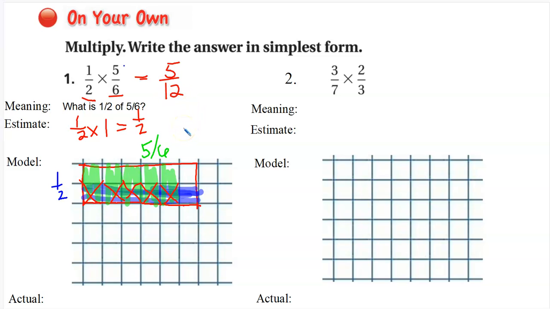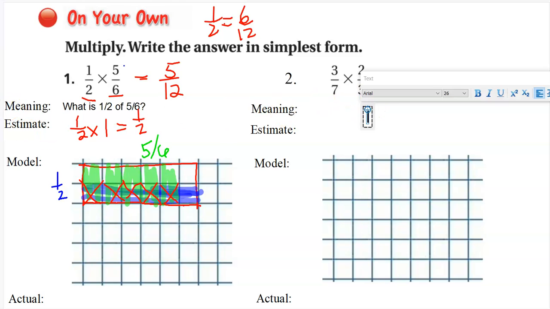That kind of makes sense, because if I take 5 pieces and I cut them in half, they're going to be 12ths, because I'm taking half of them. Okay, so the actual answer is 5/12. Hey, is 5/12 close to 1/2? Yes, it is, because if I had 6/12, that would be a half, right? 1/2 is equal to 6/12. Okay, let's try the next one. 3/7 times 2/3. You know what I'm going to do for the meaning. I pretty much do this every single time.